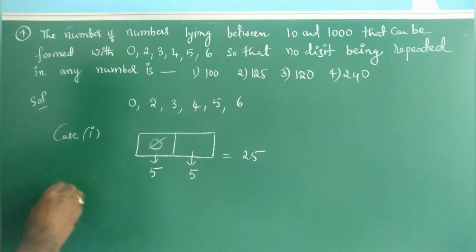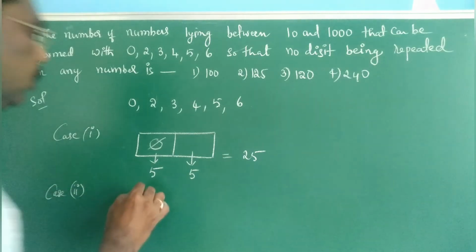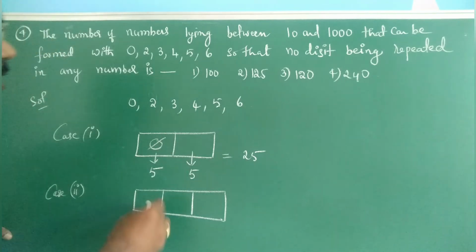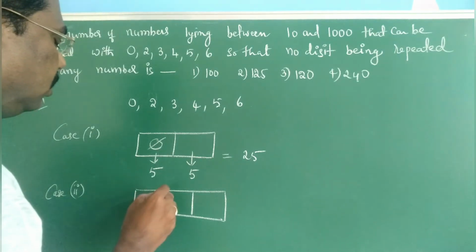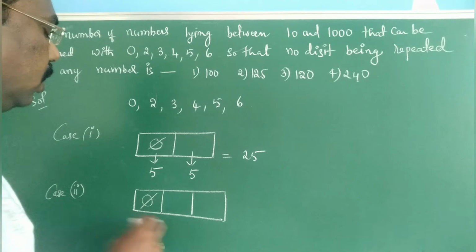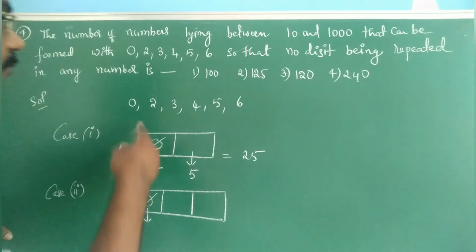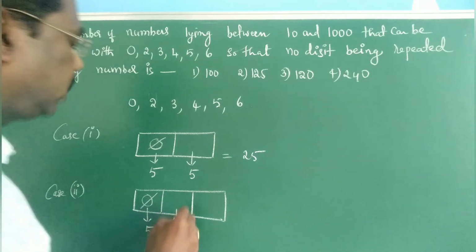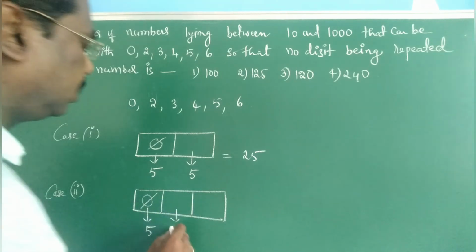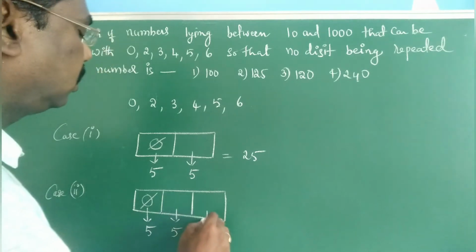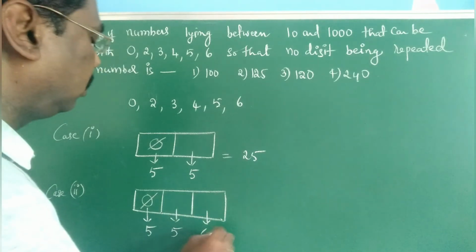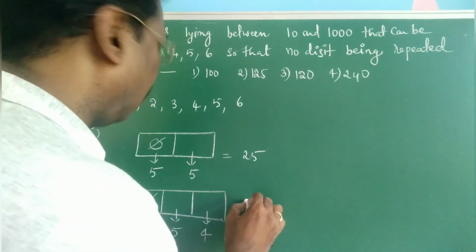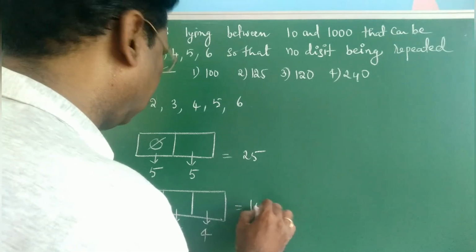Now case 2. Now 3-digit numbers. 3-digit numbers means the first place can be filled without 0. Now the first place can be filled with 5 possibilities, 5 ways. Now the second place can be filled including 0, and here also 5 ways. Third place can be filled, repetition is not allowed, 4 ways. Now 100 ways.